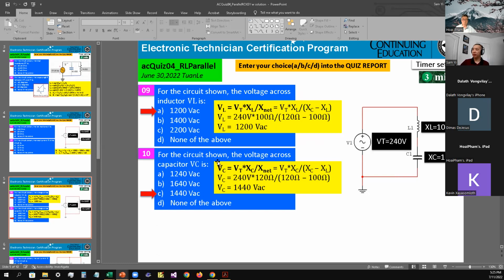Number 10, for the circuit shown, the voltage across capacitor VC is, so VC equals VT times XC divided by X net, okay? So 240 volts times 120 ohms, divided by the quantity 120 ohms minus 100 ohms. So that yields 1440 VAC. So the answer is C as in cat for number 10.